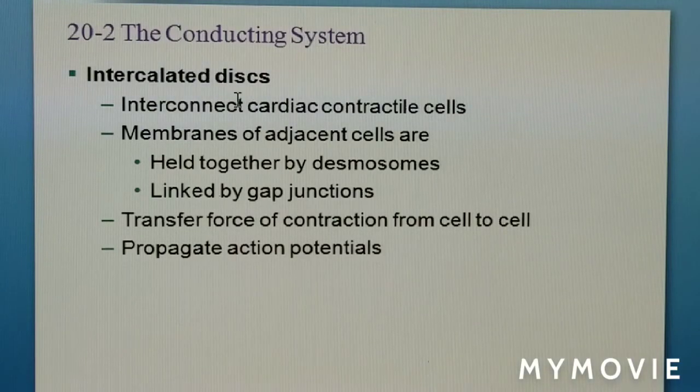So the intercalated discs interconnect cardiac contractile cells. Membranes of adjacent cells are held together by desmosomes, linked by gap junctions. They transfer the force of contraction from cell to cell. They propagate action potentials, which means the conduction system is going to be transferred from one cell to another very quickly.